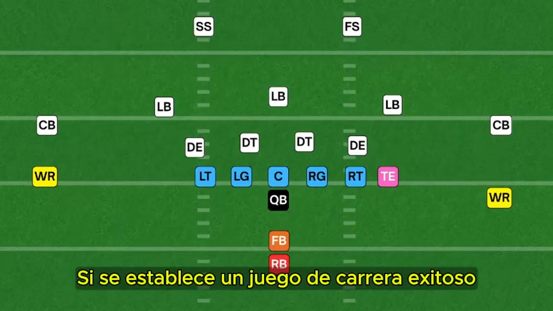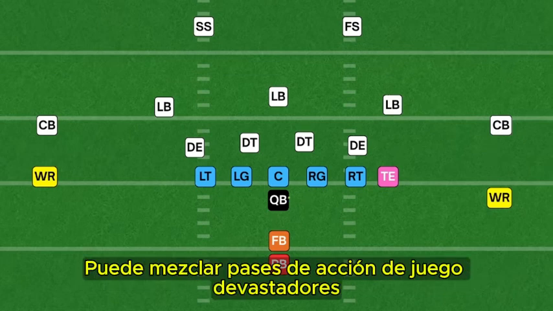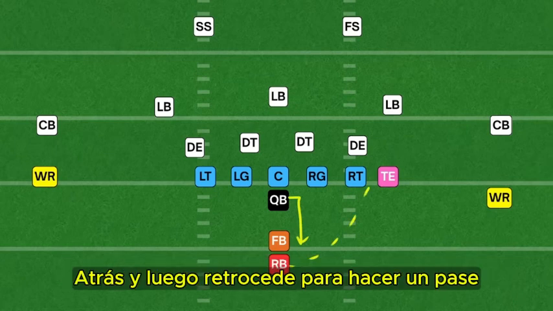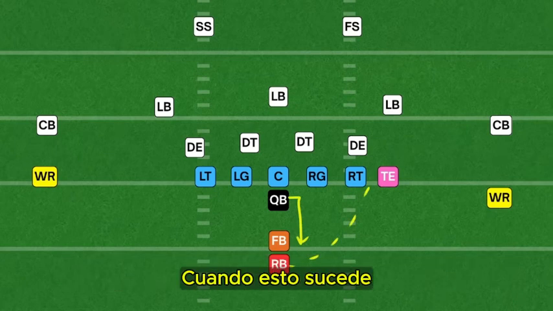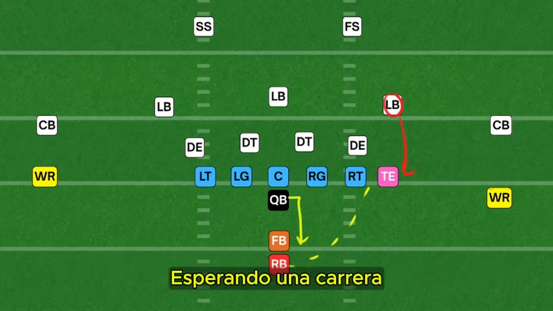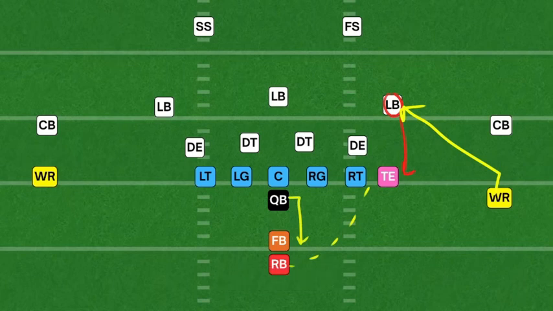If a successful running game is established using the I formation, offenses can mix in devastating play-action passes where the quarterback fakes a handoff to the running back and then steps back to make a pass. When this happens, linebackers might jump towards the line of scrimmage expecting a run, leaving open space across the middle for tight ends and receivers.